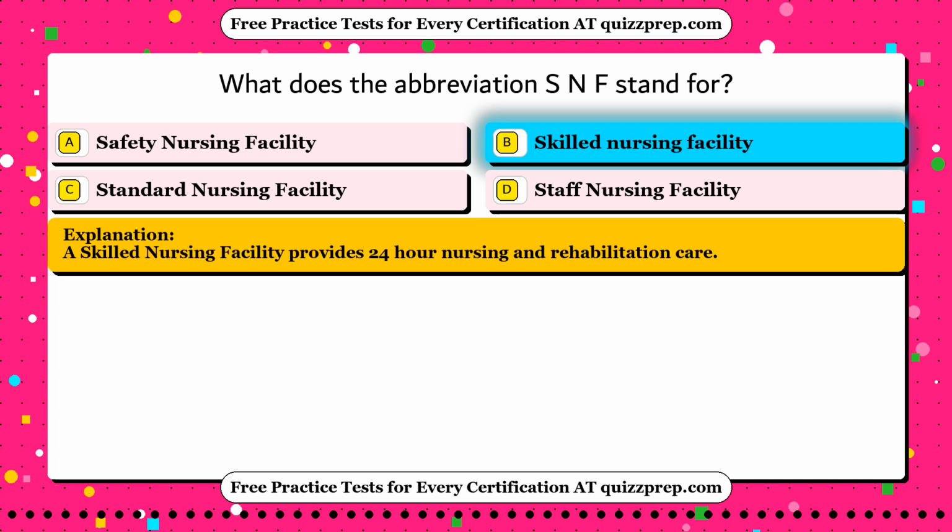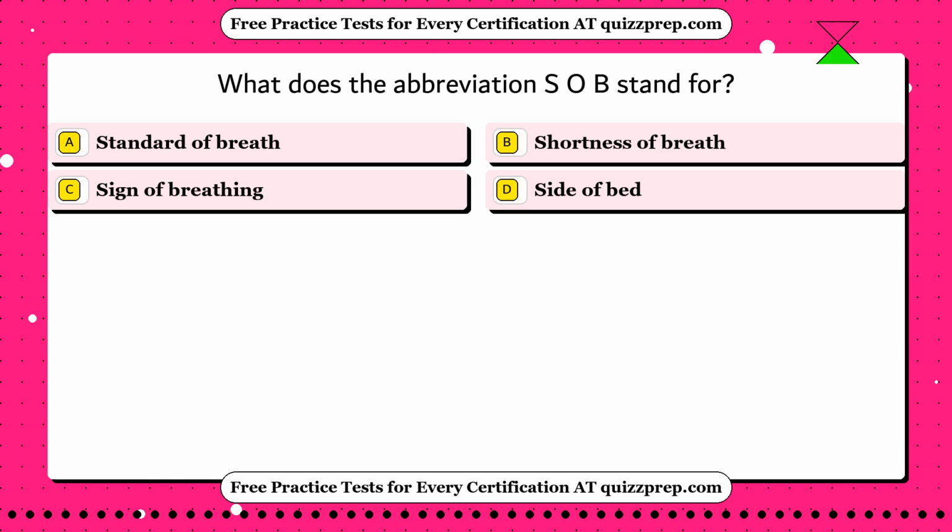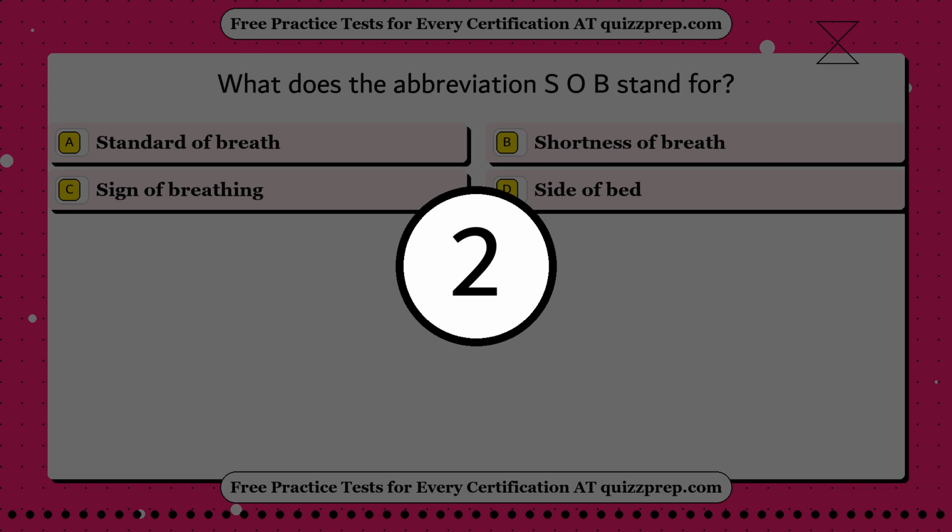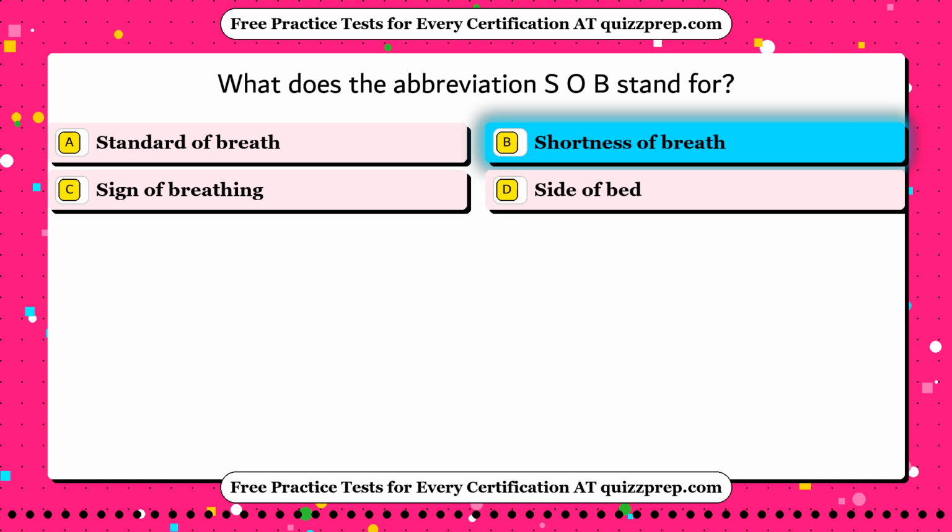A skilled nursing facility provides 24-hour nursing and rehabilitation care. Question 115. What does the abbreviation SOB stand for? Option A, standard of breath. Option B, shortness of breath. Option C, sign of breathing. Option D, side of bed. The correct answer is option B, shortness of breath.